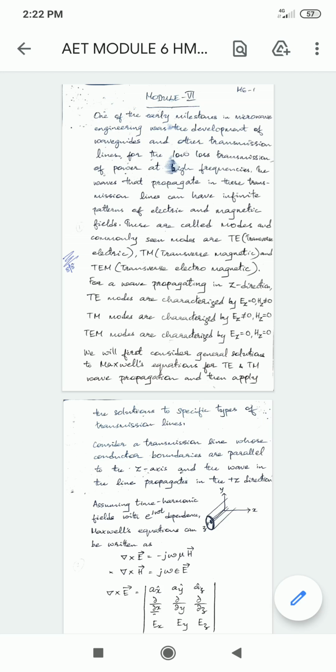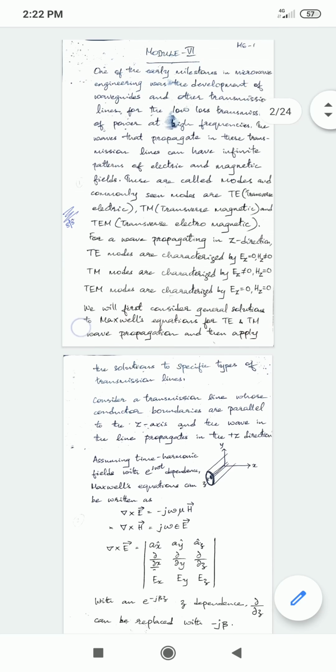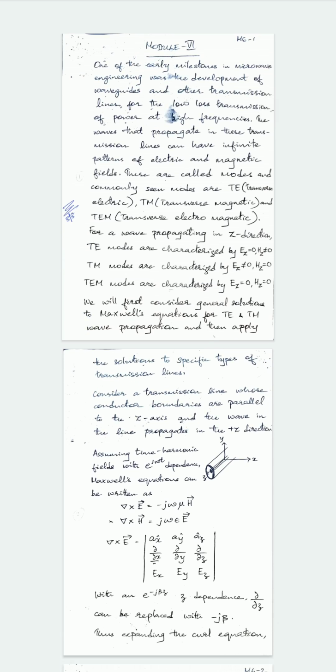One of the early milestones in microwave engineering was the development of the waveguide. A waveguide is nothing but a medium of transmission for EM waves. The parallel plate waveguide is the simplest one; it consists of two conducting sheets separated by a distance. The waves that propagate in this transmission line have infinite patterns of electric and magnetic field. These are called modes, and the commonly seen modes are TEM, TE and TM modes.